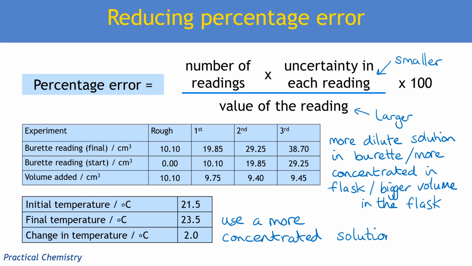So we don't want to increase the volume in this case. Increasing the volume will just give us more to heat, so the temperature won't go up as much. But if we use a more concentrated solution of whatever we're adding together, then we should get a bigger enthalpy change because we're using more moles altogether.